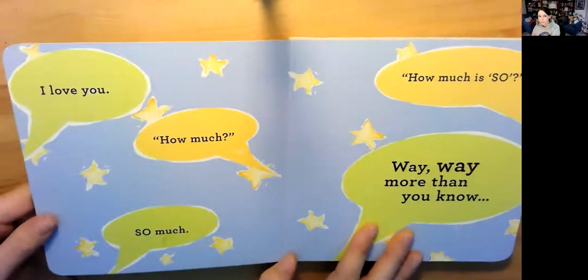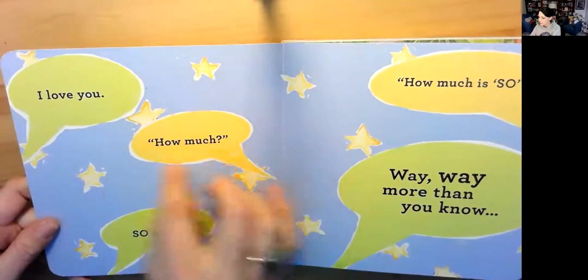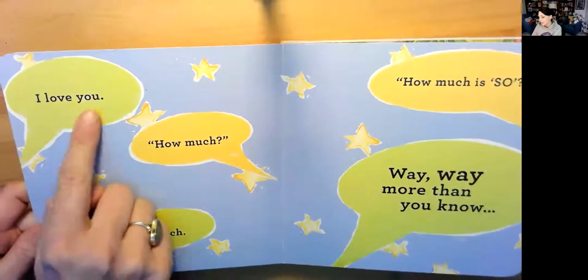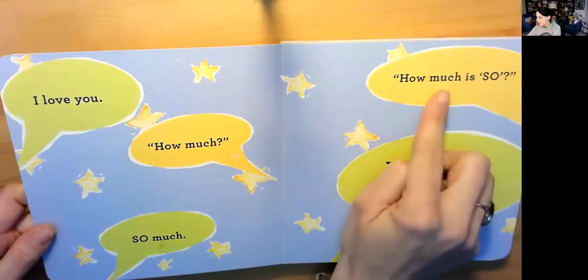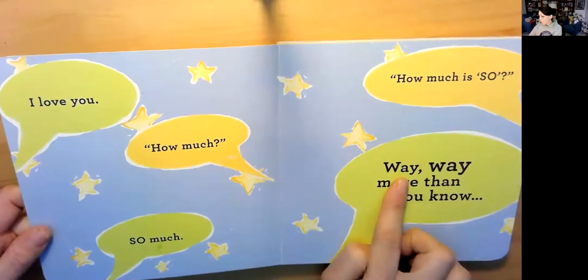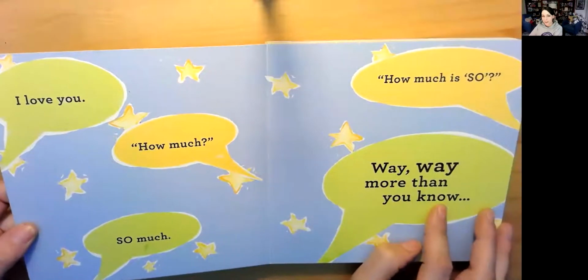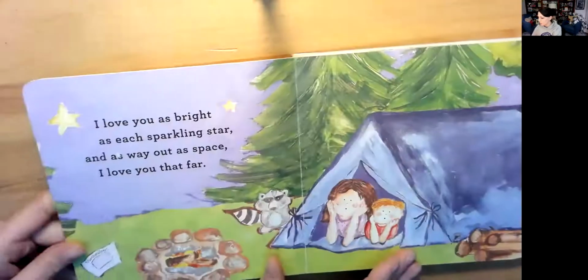Oh, here's some words on this page, and these are word bubbles. So if you see these in a book, that just means someone's talking. So someone said, I love you. How much? So much. How much is so? Way, way more than you know. I heard some rhyming there with so, no. They both had that O sound at the end.